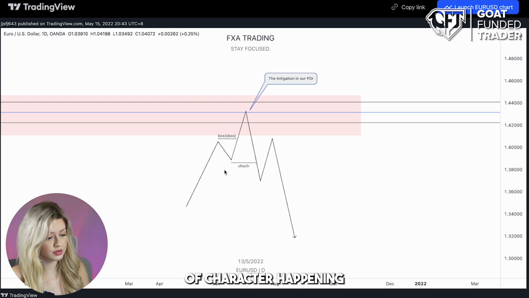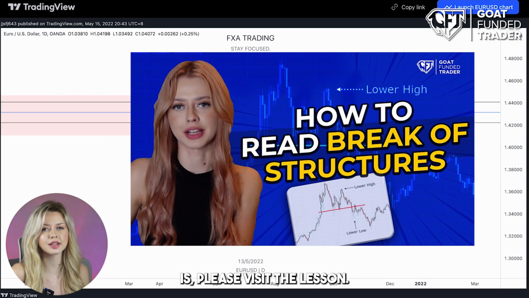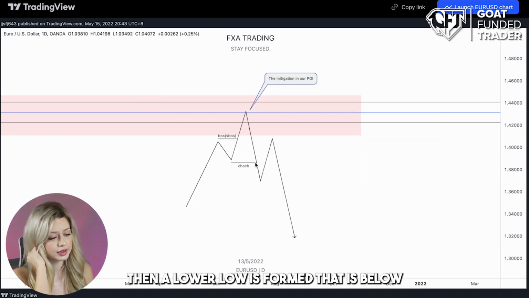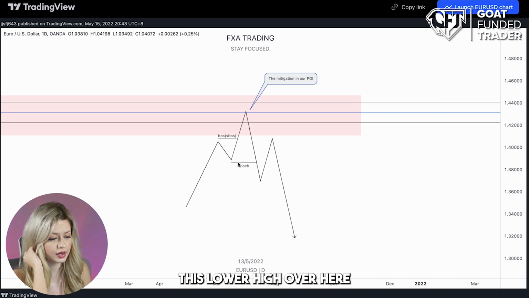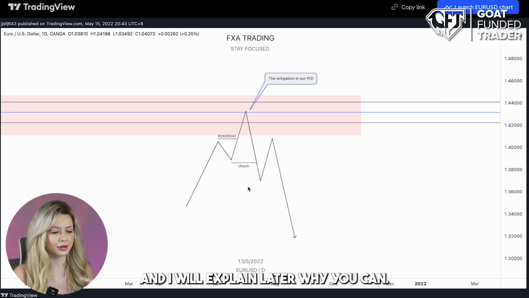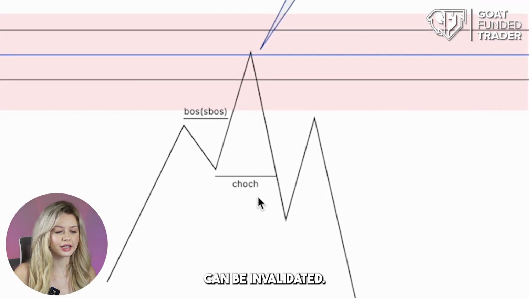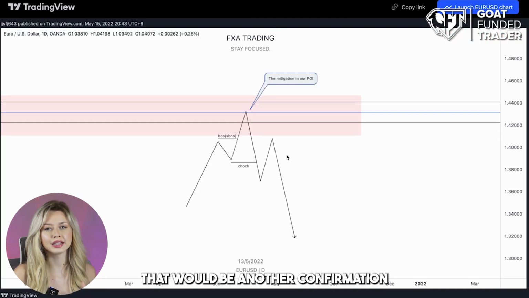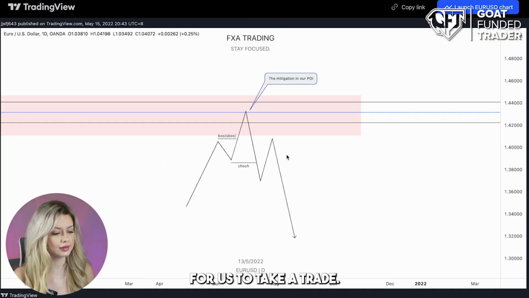So we consider a change of character happening after a sub-break of structure. If you don't know what a sub-break of structure is, please visit the lesson I posted here on the Goat Funded Trader YouTube channel. Break of structure is happening, then a lower low is formed that is below this lower high over here, and then we search for an entry. However, this is tricky and I will explain why later. This change of character can be invalidated. It can be a fake change of character. That will be another confirmation for us to take a trade, but again, I will talk about this a little bit later in the video.